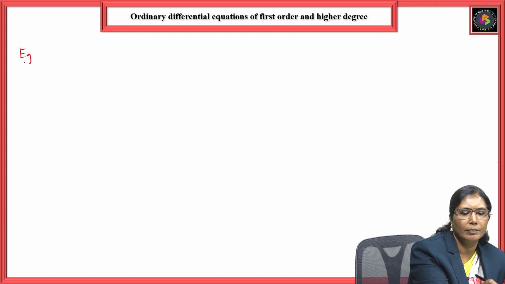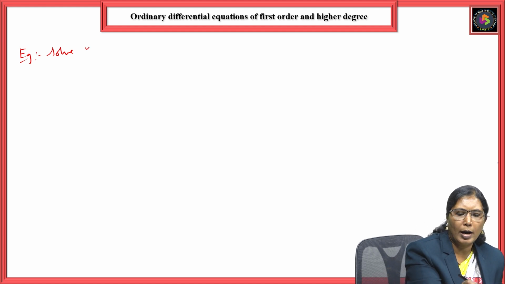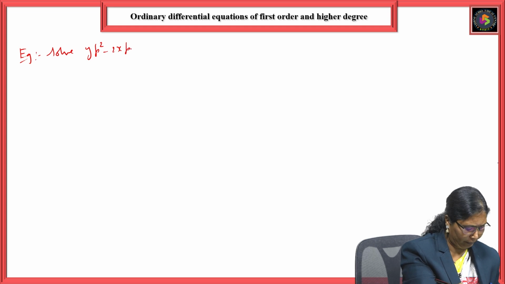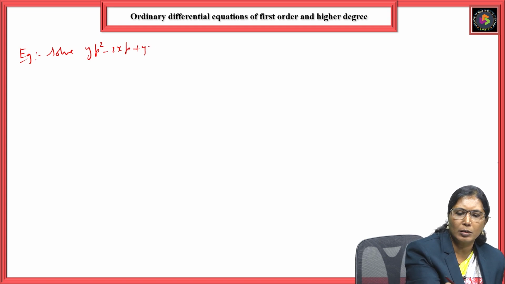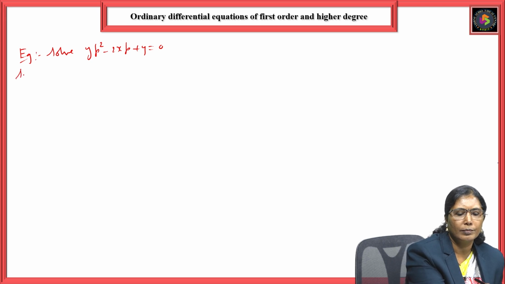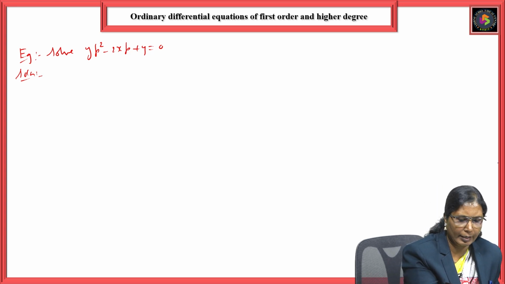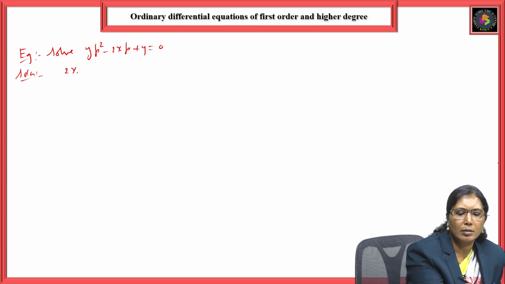Example. Solve yp² - 2xp + y = 0. Take this equation. We can solve for x, we can write x in terms of y. So how we can write it is 2xp = yp² + y.